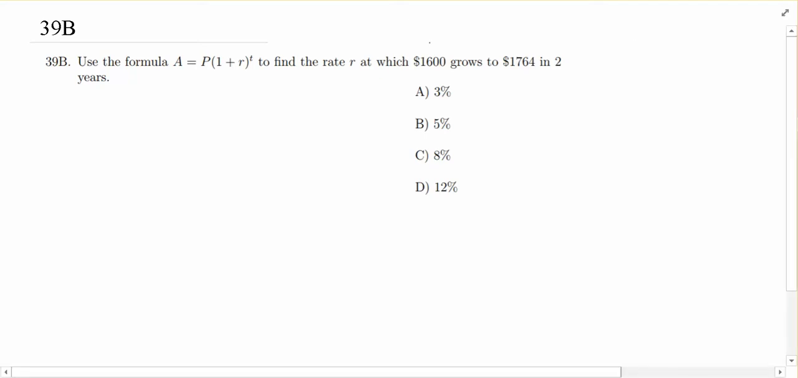So we're starting with 1600, so that's our initial amount, our principal. We want it to grow to be 1764. That's our future value, our A. And we're going to do that in T years, or in 2 years, which is our T. So let's plug those values in. We have 1764 equals 1600 times (1 plus r) to the second power.